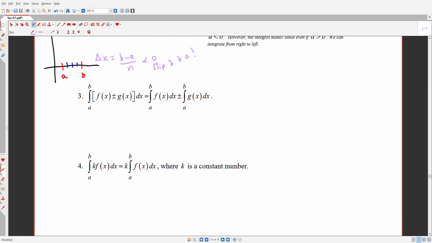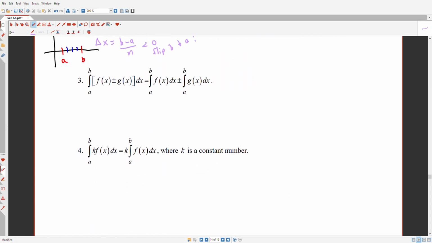Okay, so property 3 here is one that really isn't too surprising. It says, hey, how do I think about the definite integral of a sum or difference of two integrands, of two functions? And it's exactly what you would want to do. You just take the definite integral of each separate function and sum or difference their area.